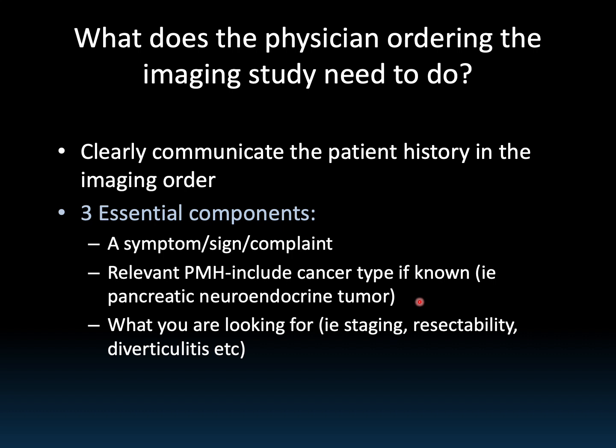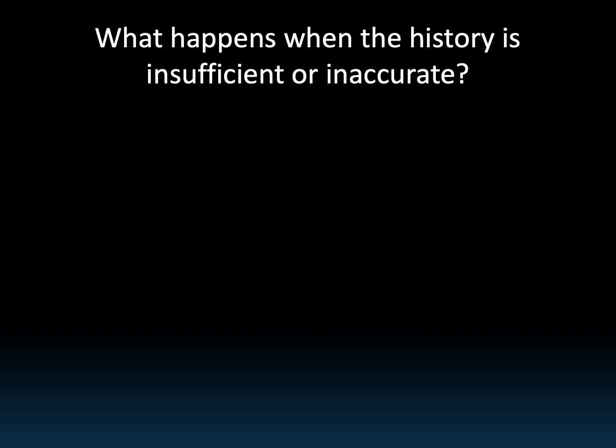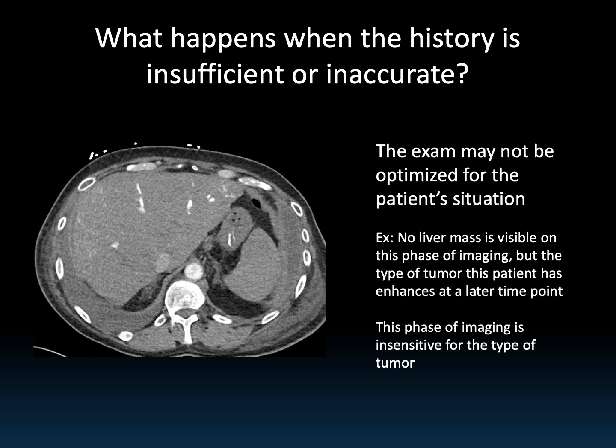So by including these three essential components, it will do two things. One, it will make sure that the technique that's prescribed maximizes the sensitivity of that exam for the patient. And the second, it will help with interpretation as well, because then we can more specifically take our list of differential diagnostic considerations and prioritize them based on the clinical scenario. So what happens when the history is insufficient or worse, inaccurate? Well, in a situation like that, the exam may not be optimized for the patient's situation.